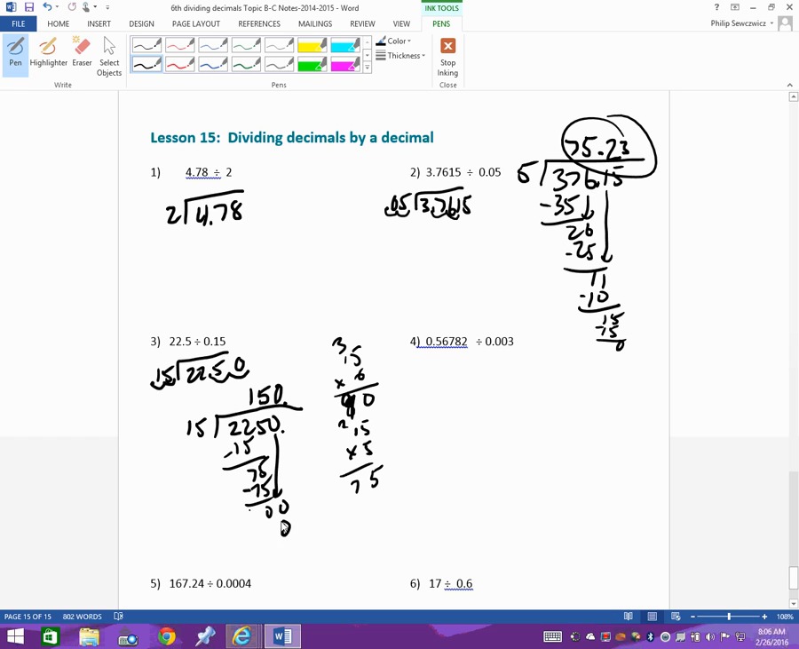Now I've got it, because 0 times 15 is 0. No remainder, no one else to bring down. So my answer is 150. All right, so that's one of the things that you've got to watch for.